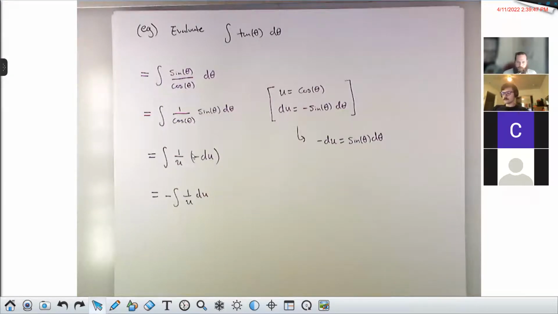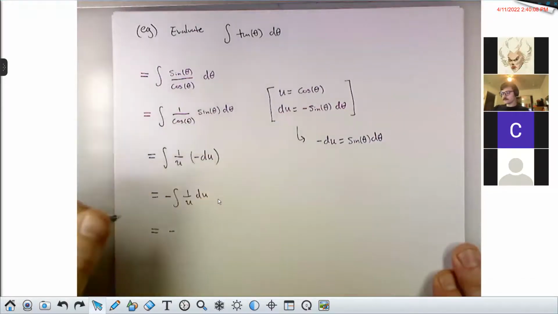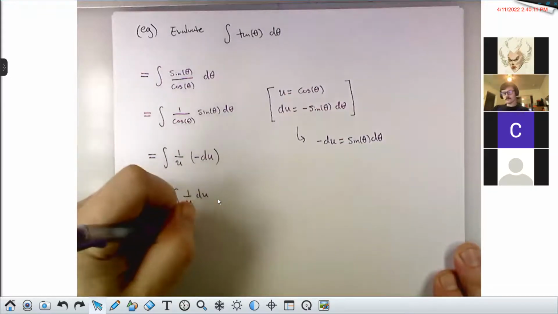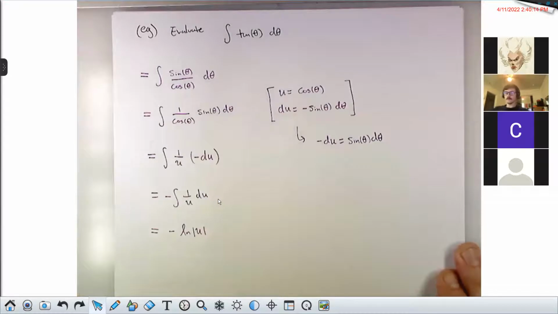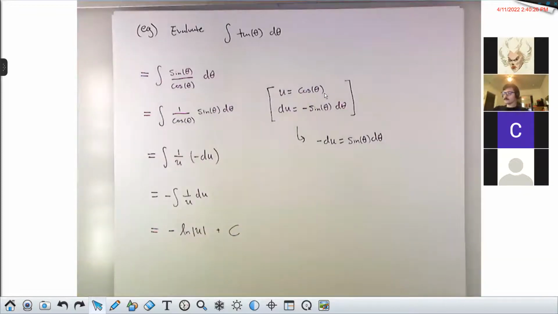which is not terribly hard. Can anybody give me an antiderivative for 1 over u? ln u. Very good, the natural log. And we do want to be a little bit careful with our notation. This will be the negative here, natural log of the absolute value of u. And this is one case where the absolute values really are important, because you know that cosine is not always positive, it spends half of its time negative. But this antiderivative will work whether cosine is positive or negative.